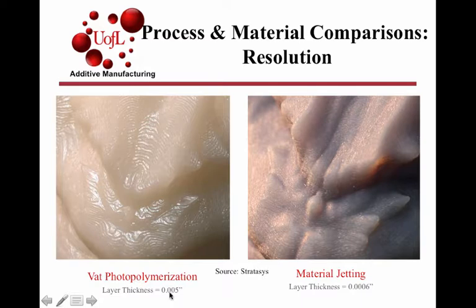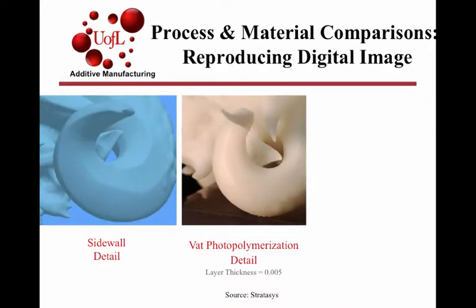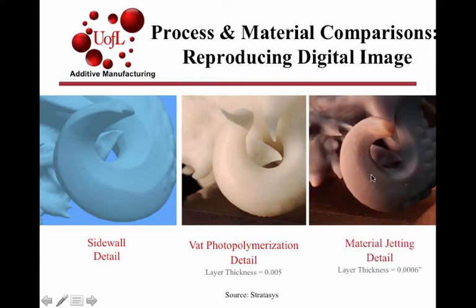the standard vat polymerization process might give you resolution of about 5 mils, whereas you could go one order of magnitude almost lower in terms of layer thickness that's cured at a time by material jetting. And so that leads to much higher resolutions. And then here's an example in terms of the overall sidewall detail that you can get through vat polymerization and a much higher resolution that is possible without warpage with the material jetting approach.